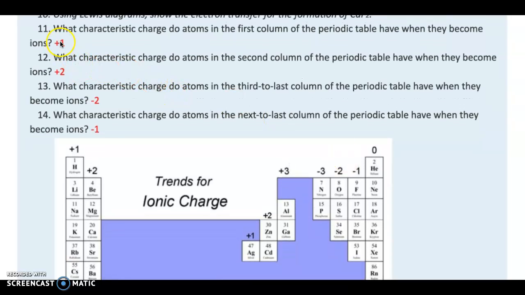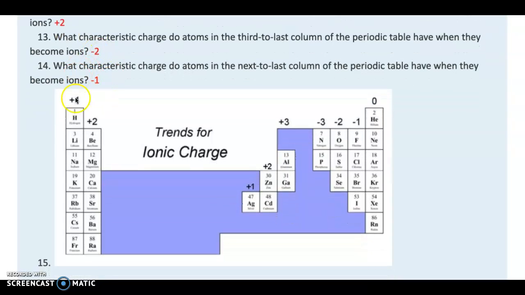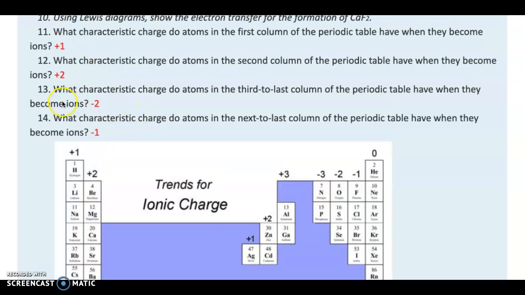Question number 11. What charge do atoms in the first column of the periodic table have when they become ions? And this is absolutely the same question that we did before. Same type of a table that I provided to you. Anyone in column 1? Any element will get a charge +1. Any ion in column 2 will get a charge +2.